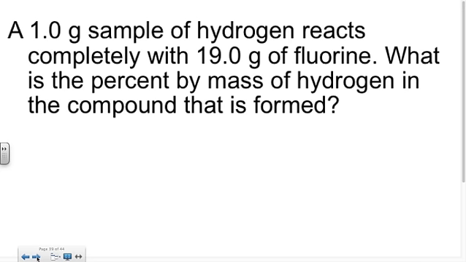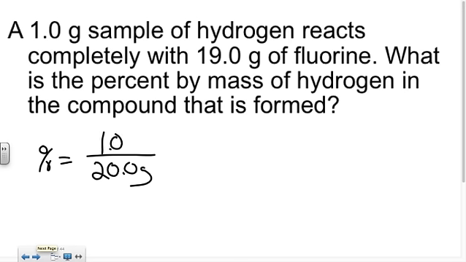Okay, so a 1 gram sample of hydrogen reacts completely with 19 grams of fluorine. What's the percent by mass of hydrogen? So again, percent by mass is going to be the total on the bottom, which is 20 grams, with the mass of the element on the top, which is 1 gram of hydrogen, times 100, and that comes out to 5%.